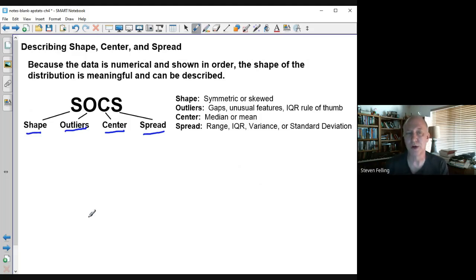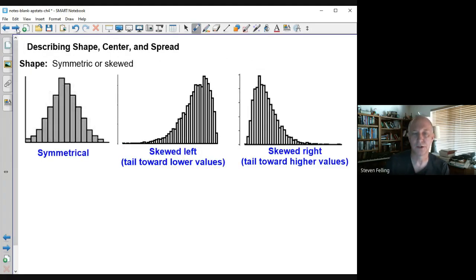So what we're going to talk about here is in more detail what each of these things do, how we can get information to put in such a description, and then we would end up putting all of this stuff together in a single description. Okay, but you can remember this acronym SOCS for what we must include for full credit whenever we describe a distribution of numerical data. All right, so let's first talk about shape.